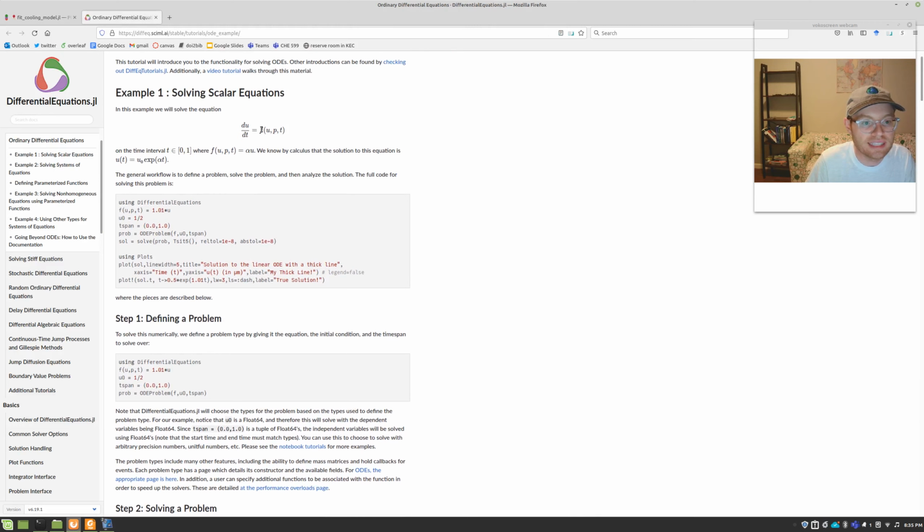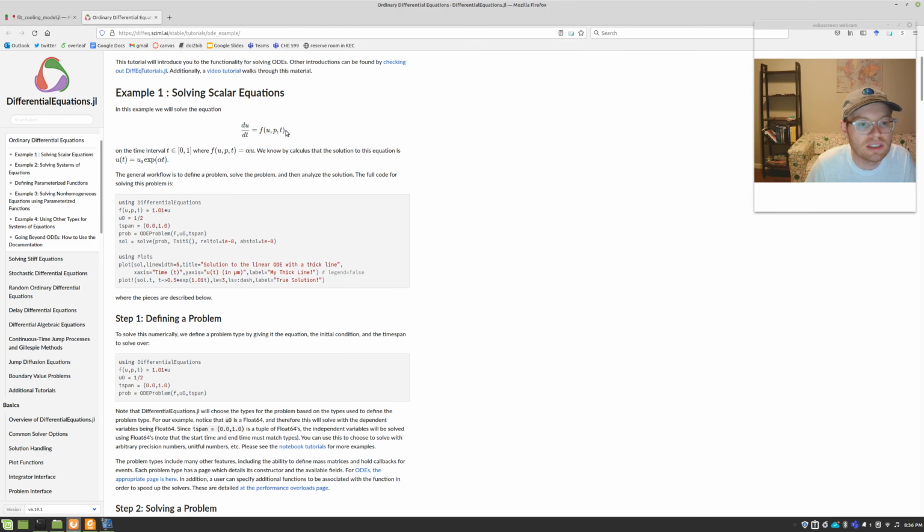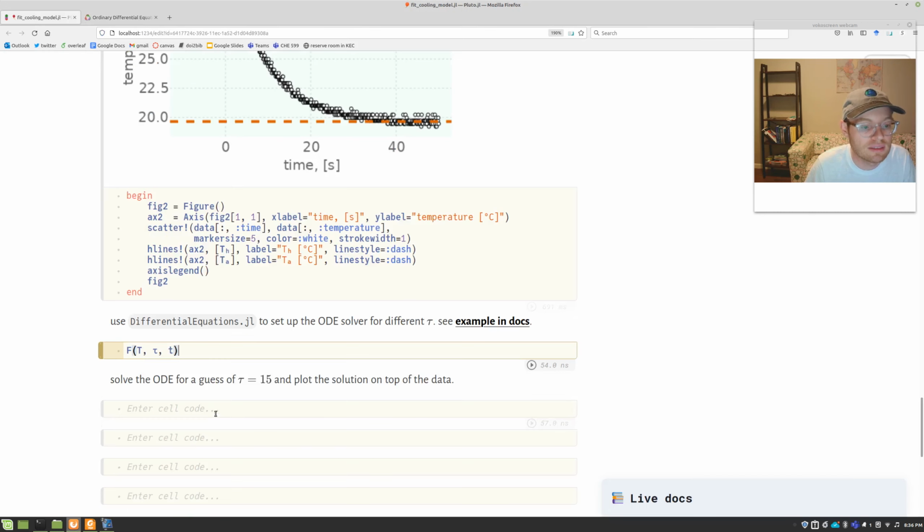So it has a right-hand side, f of u, p, t, except u here is T. So we'll write f of T, and then the parameter that we have is tau, okay? So here p stands for parameters, t is time. Ours isn't explicitly a function of time. It's not in your activity either, so you can kind of ignore this, but you have to put it in for Julia. But yes, the right-hand side of the ODE is a function of the state itself and some parameters. Okay, and our parameter is tau.